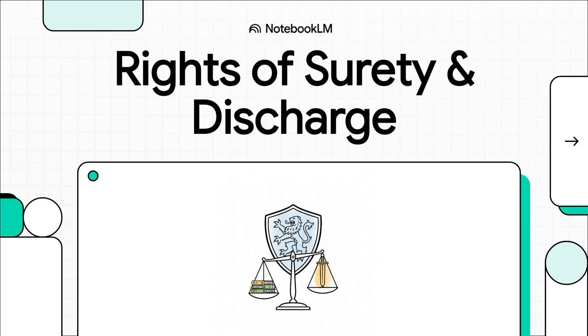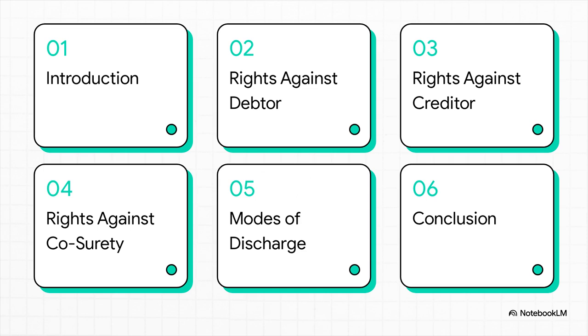All right, let's dive straight into this. Our agenda today: 1. Introduction. 2. Rights against principal debtor. 3. Rights against creditor. 4. Rights against co-sureties. 5. Modes of discharge. And 6. Conclusion. You need to treat this exact sequence as the structural blueprint your KSLU examiner expects to see. Do not skip this step.